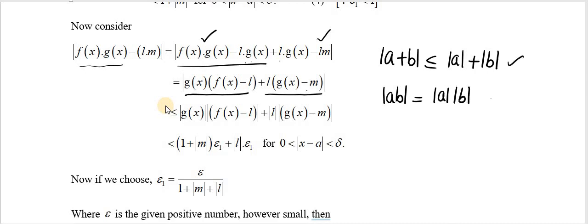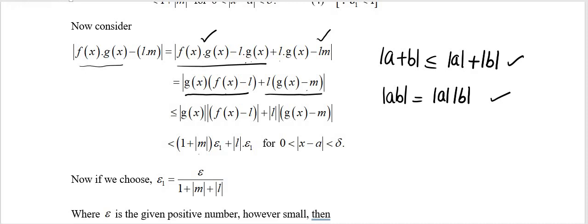By using these two, I am writing one modulus for this one, and again a separate modulus for this, this and this. Then we are going to get this step. Here observe, we already have modulus of g of x is strictly less than 1 plus mod m.